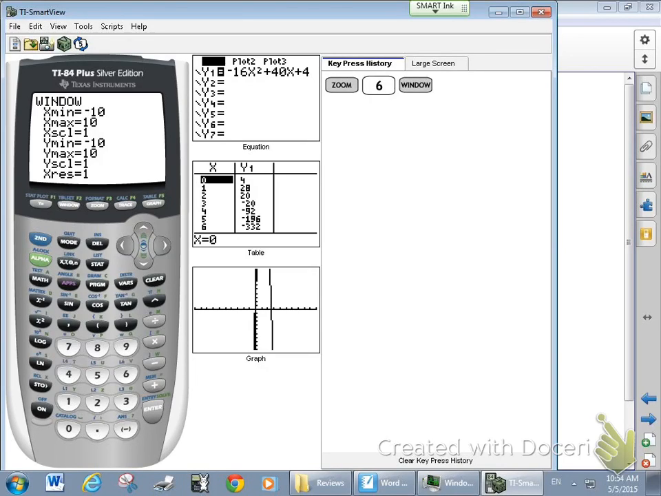On the x-min, I want it to have a little room on the left side so that I can see a little bit to the left. So I'm going to change that x-min to a -2. That means that the leftmost x value that will show on my window will be -2.